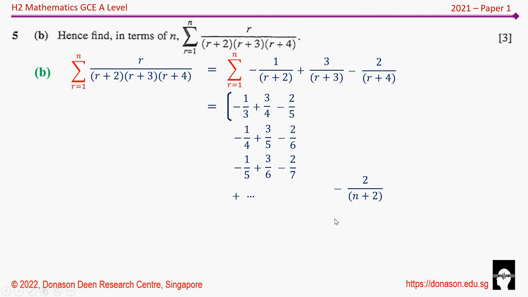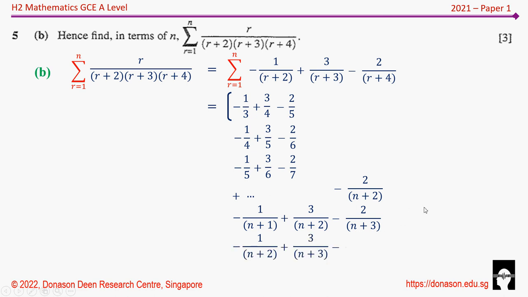But what we are going to do now is go to the last few terms. The nth term is going to look like this. This is actually the term before it, n plus 3, right? So we need to have n plus 4. So if the last term, the last row, we replace it with n, minus 1 over r plus 2, which you can see here, plus 3 over r plus 3, which is, of course, if r becomes n, 3 over n plus 3 minus 2 over n plus 4. This is what I have.